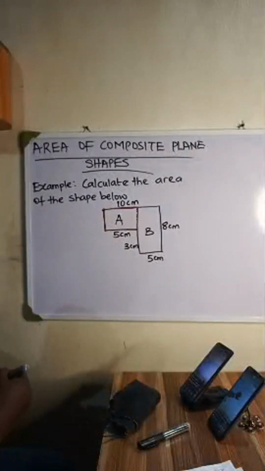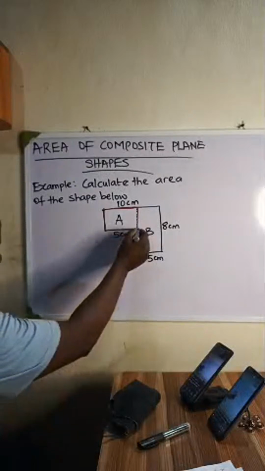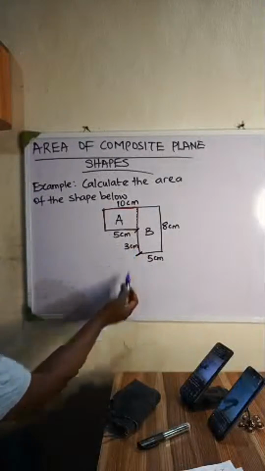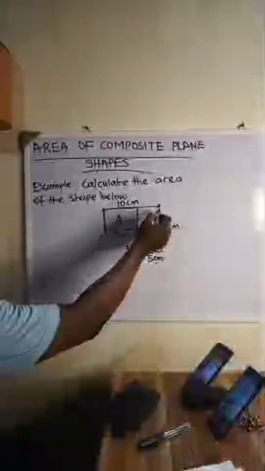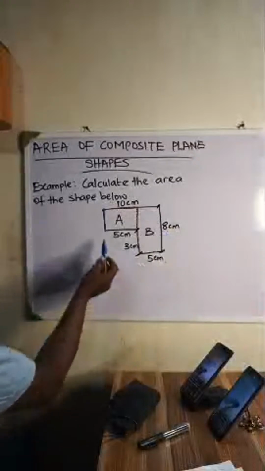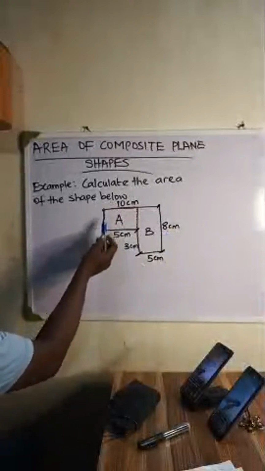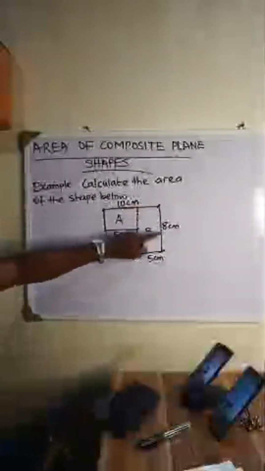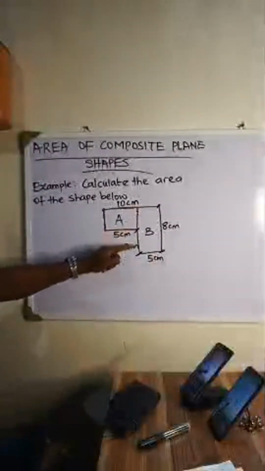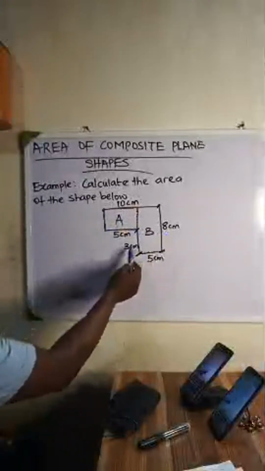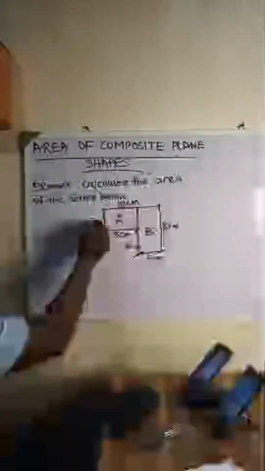We were told that from this point to this point is 3 centimeters. And we were also told that from this point to this point is 8 centimeters. That means we can find this distance by doing 8 minus 3. If here to here is 8 and here to here is 3, that means this distance will be 8 minus 3. That means here is 5 centimeters.